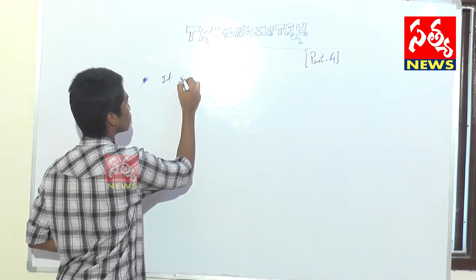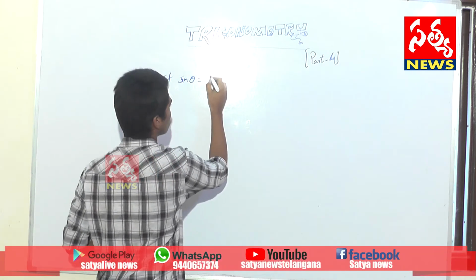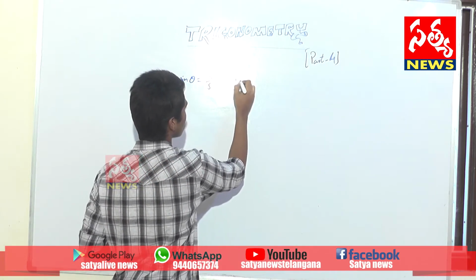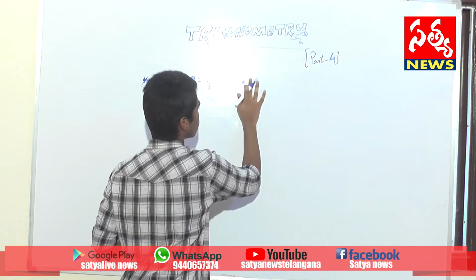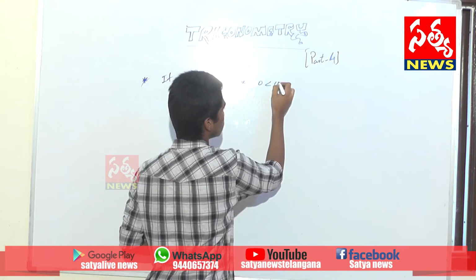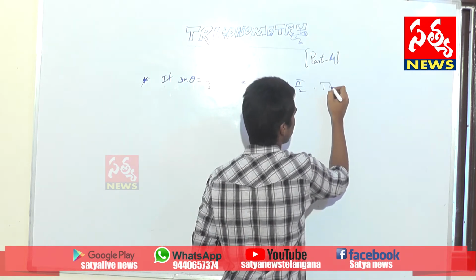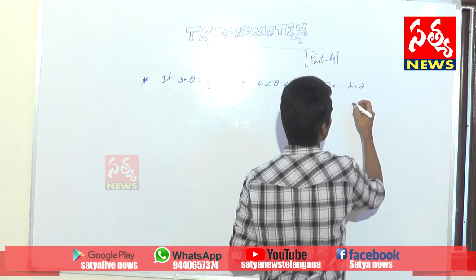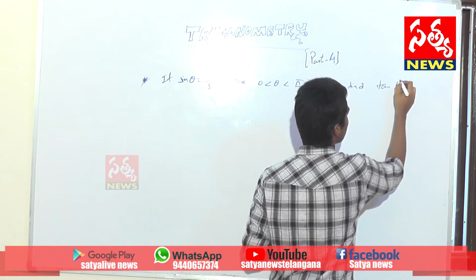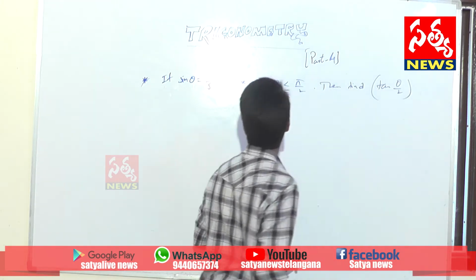If sin theta is equal to 3 by 5, where theta lies from 0 to pi by 2, then find the value of tan theta by 2.